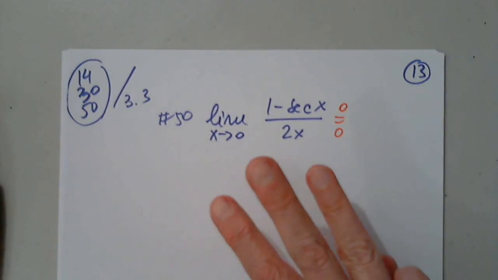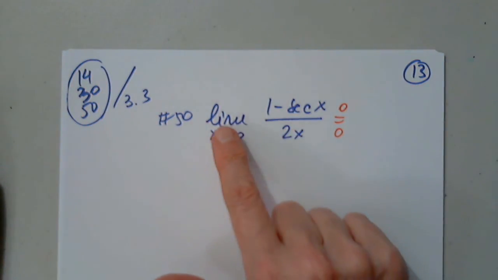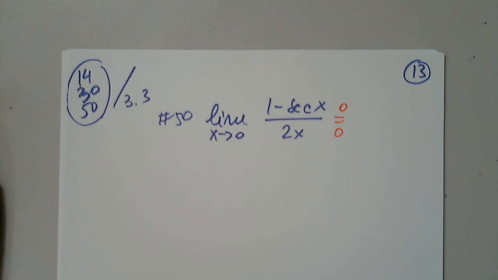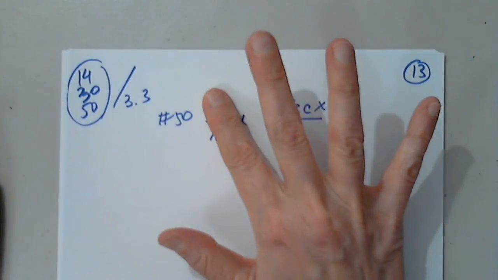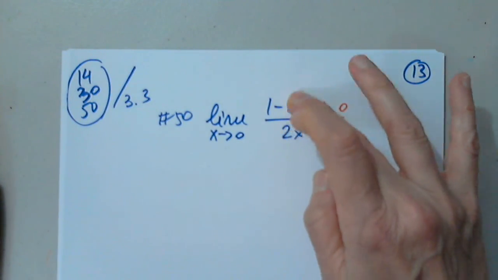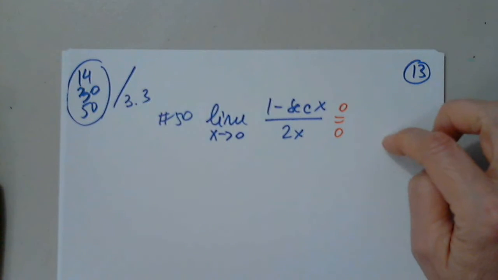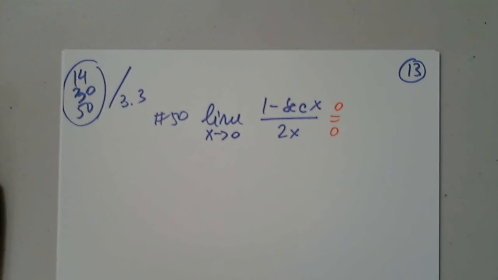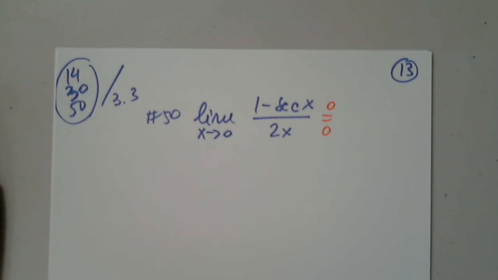So 3 conditions have to be fulfilled: a ratio, a limit, and 0 over 0 or infinity over infinity. For us to apply what? Only if these 3 conditions are fulfilled: limit, ratio, 0 over 0 or infinity over infinity. Then I can apply something. What is it called? I know it's in chapter 4, but you are allowed to use it.